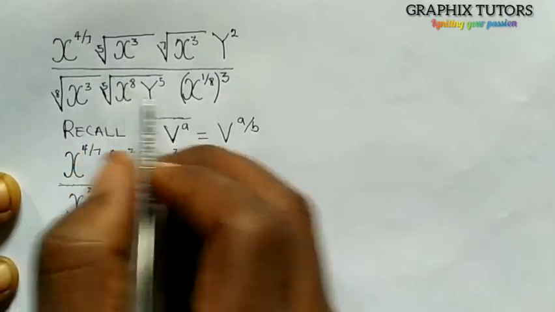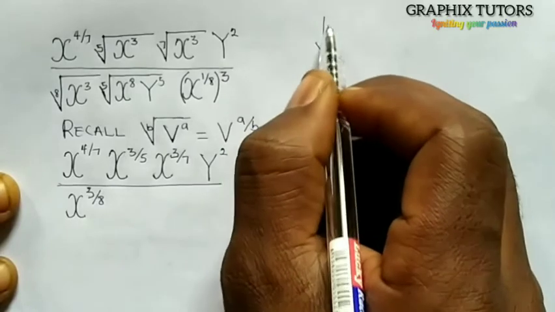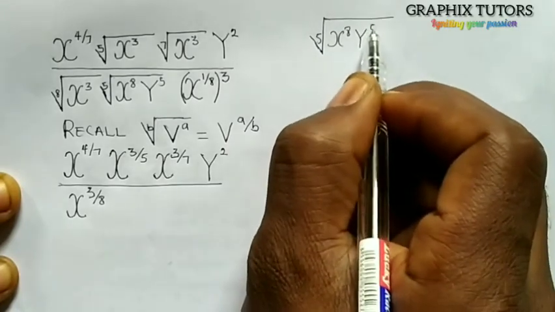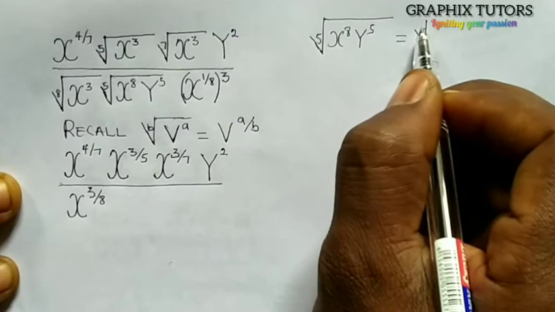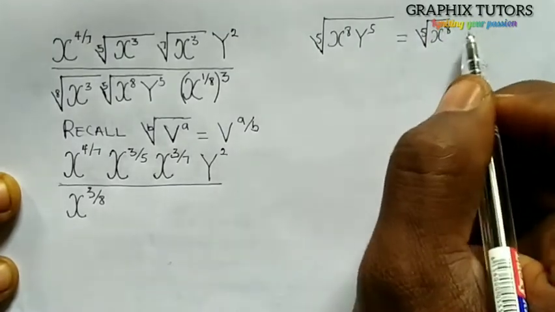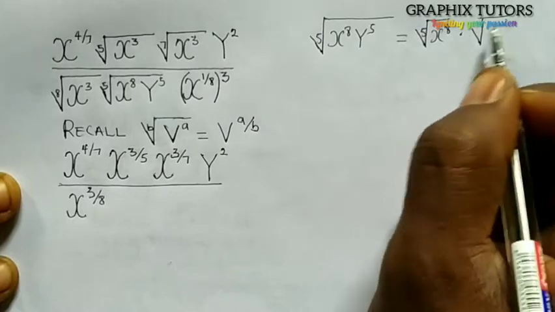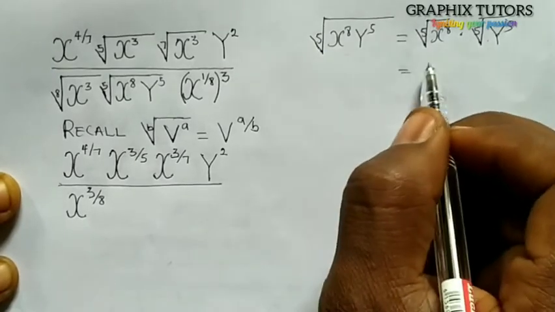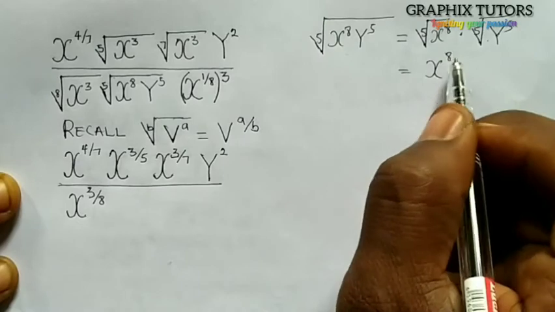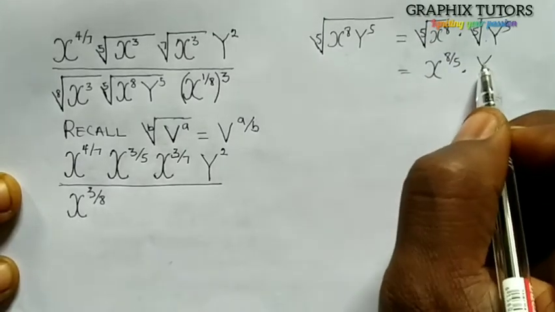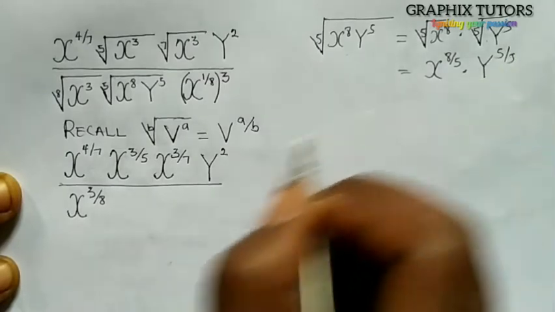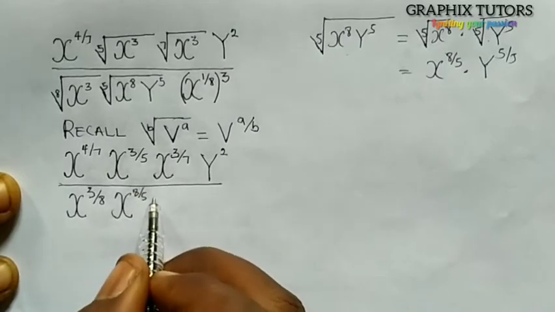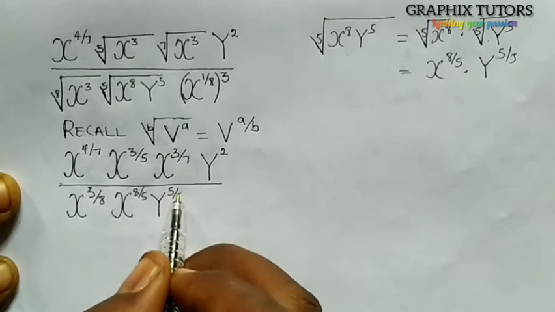And this, when you have the fifth root of x8 y5, is the same thing as writing the fifth root of x8 multiplied by the fifth root of y5, right? I write this as this. So which will now give me x to the power of 8, what is here will be down here, multiplied by y to the power of 5, what is here will be down here. So I'll write this here. This will give me x to the 8 over 5, y to the 5 over 5.